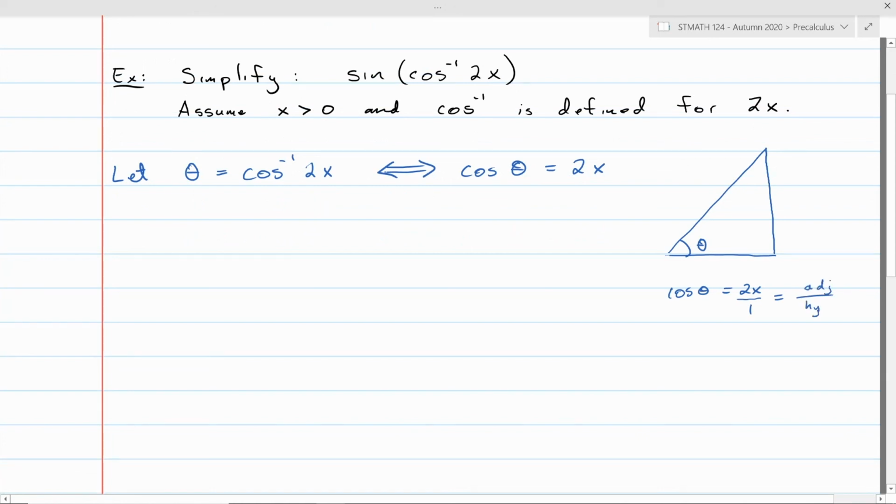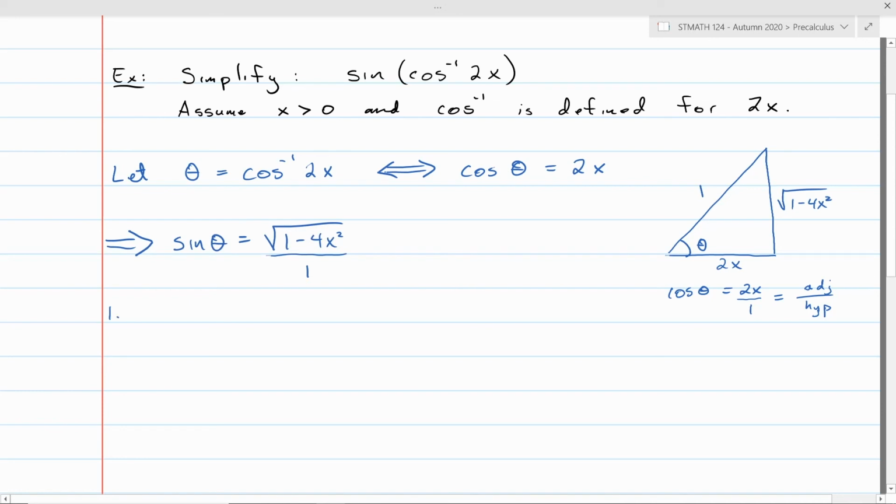So I could go ahead and label on this triangle that the adjacent side to theta there is 2 times x and the hypotenuse is 1. And then if I use the Pythagorean theorem, I can solve for the third side of the triangle and it works out to be the square root of 1 minus 4x squared. So from the diagram, we can see that sine of theta, remember sine of theta is the opposite over the hypotenuse. So that's square root of 1 minus 4x squared over 1.